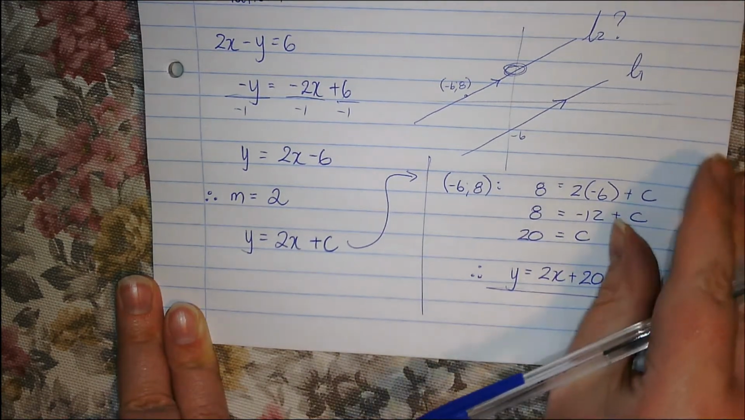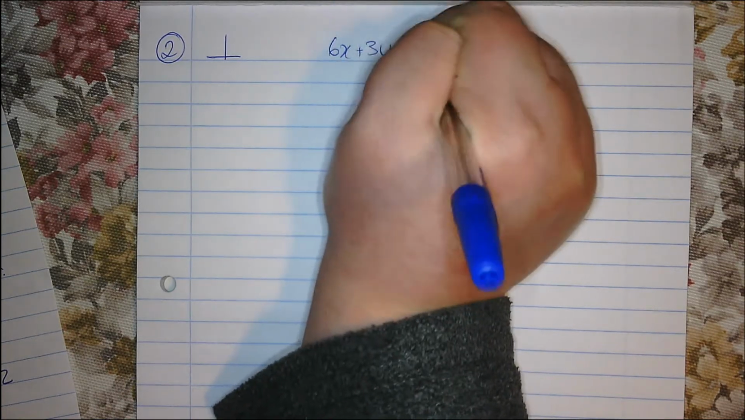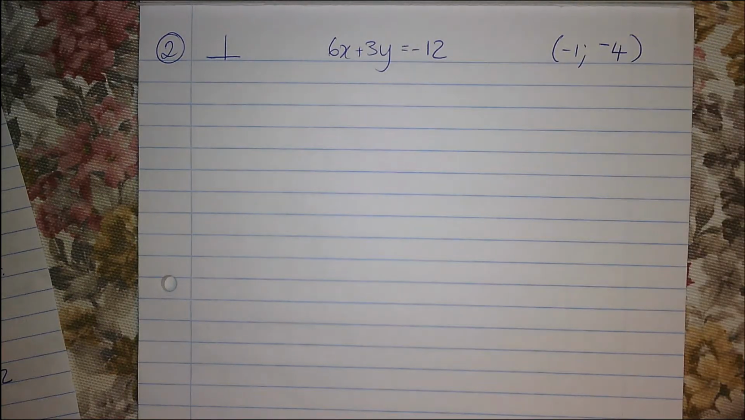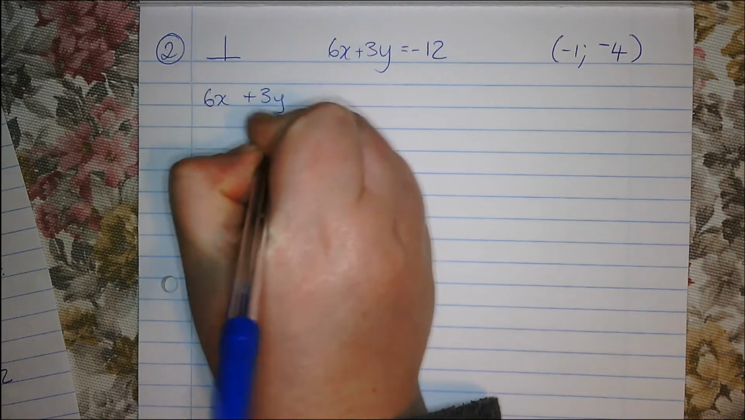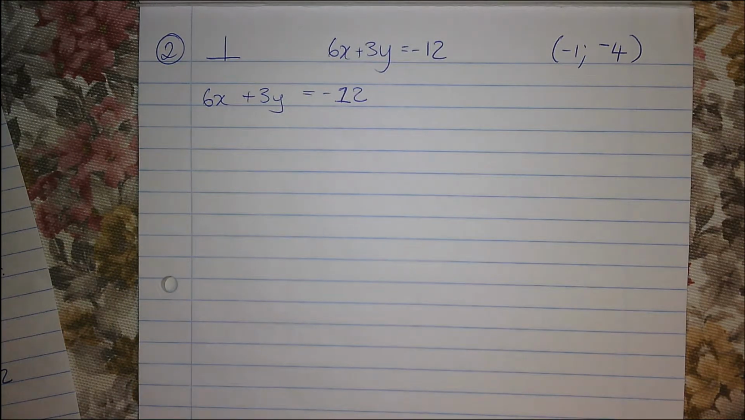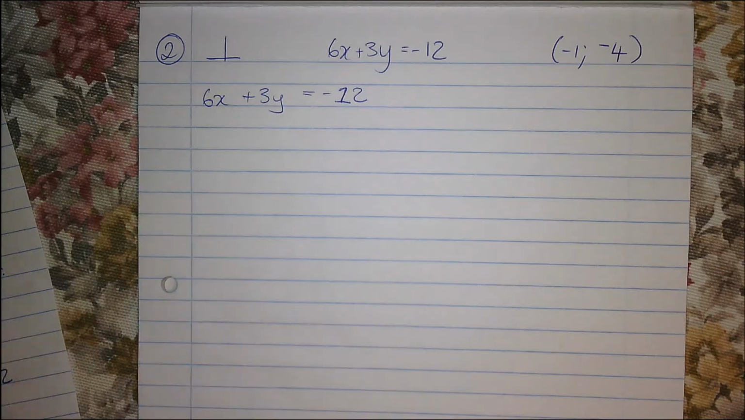I'm going to do one more. This one says we want the line that is perpendicular to 6x plus 3y equal to negative 12. And we want it to go through this point. Okay. So, firstly, we want to get this into standard form. If it is already in standard form, then you just immediately start with your gradient. You don't have to manipulate every single question. But in this case, it's not in standard form, so you must manipulate it.